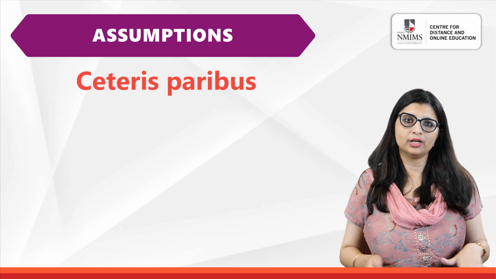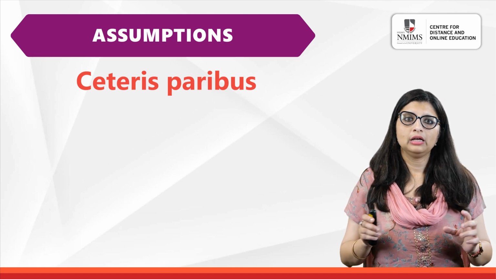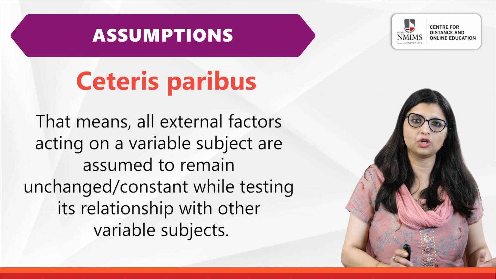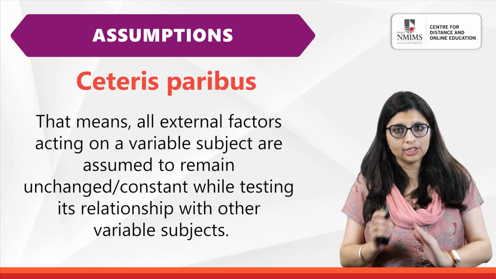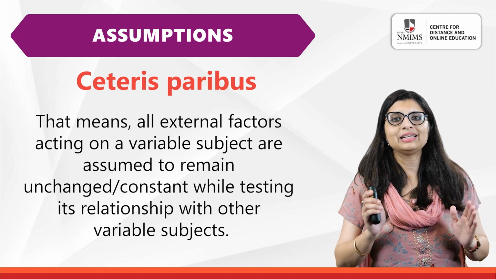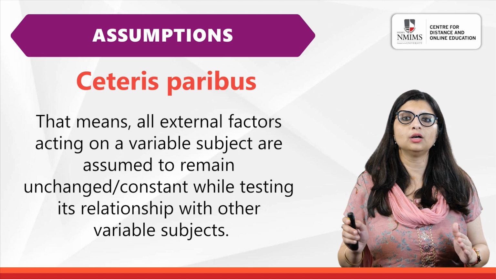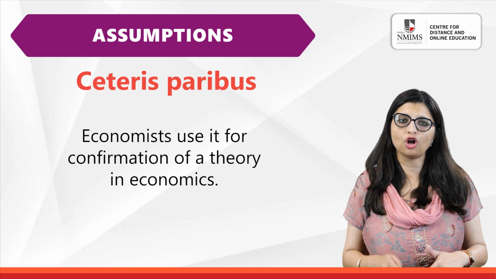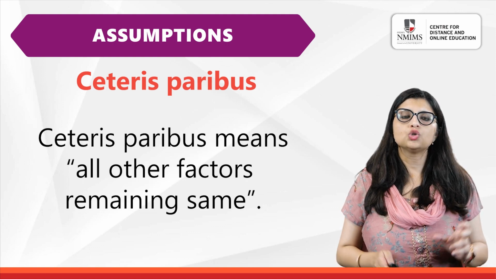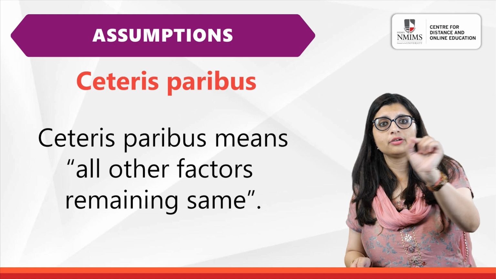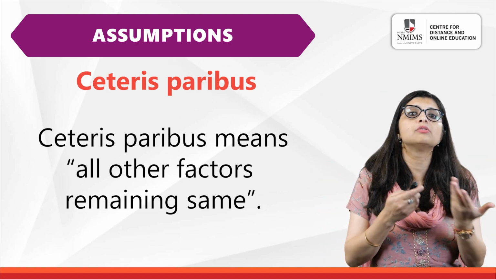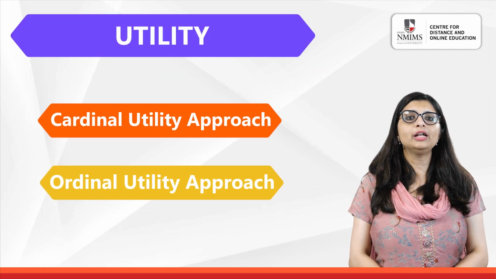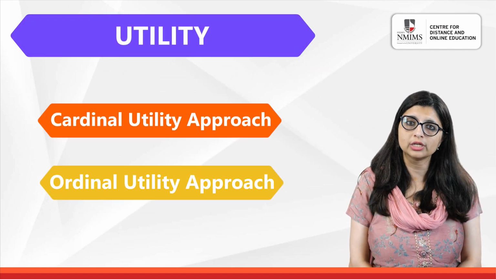The next assumption is ceteris paribus. That means all external factors acting on a variable are assumed to remain unchanged, constant, while testing its relationship with other variables. Economists use it for confirmation of the theory in economics. So, whenever next time you come across the term ceteris paribus, it means every other thing remaining the same, or other factors remaining the same.